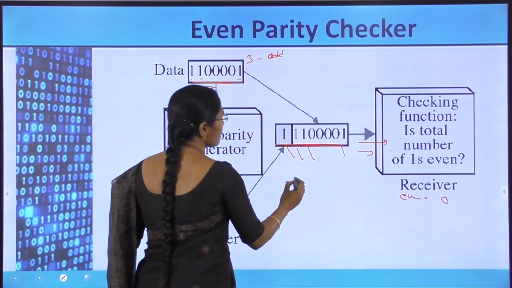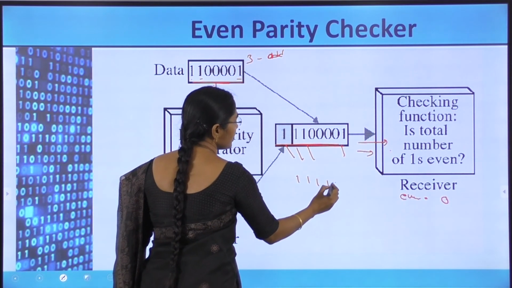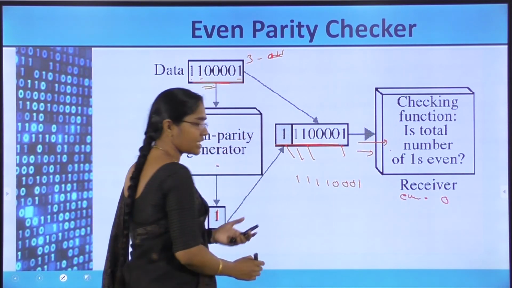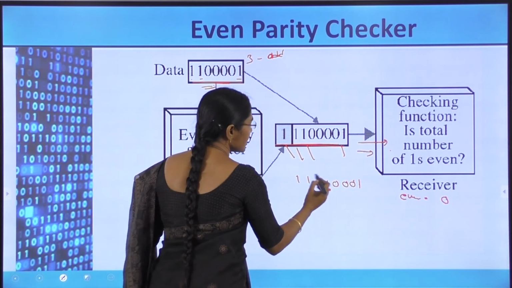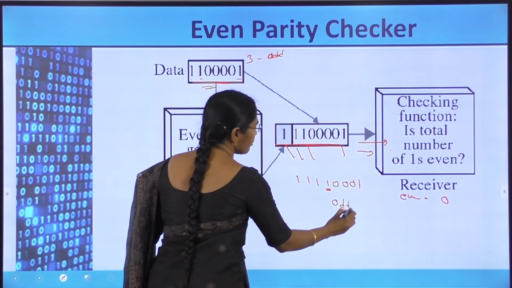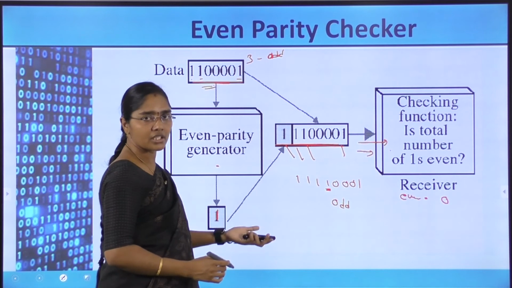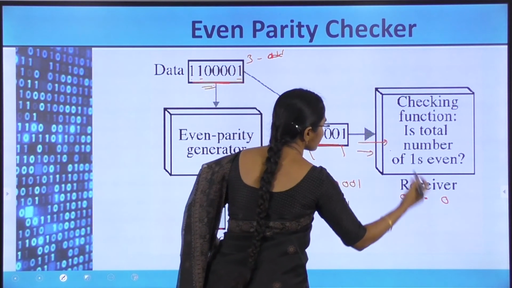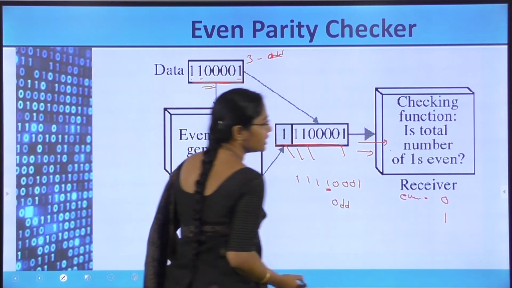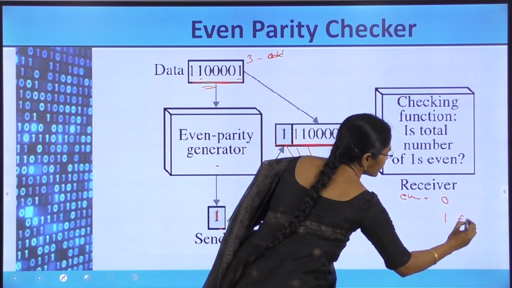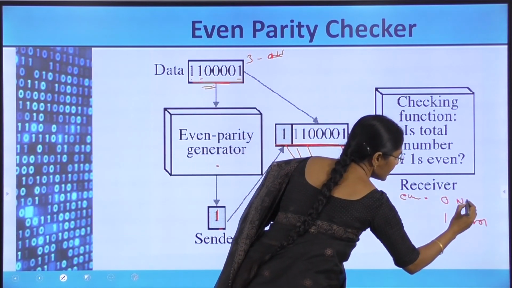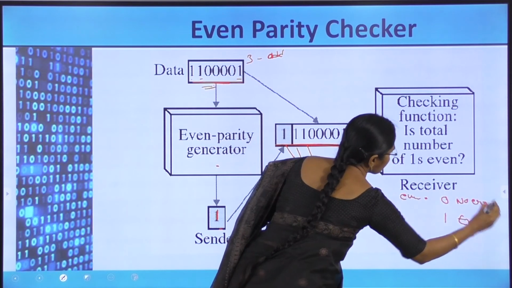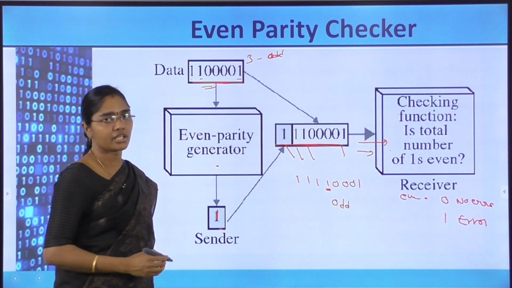Otherwise, due to noise, the bit may be changed, the data may be changed like this. Now it consists of an odd number of ones, or it is satisfying the odd parity, therefore at the receiver side the even parity checker will give 1. It means this is the error case and that is the no error case. Like this, it will detect the errors.